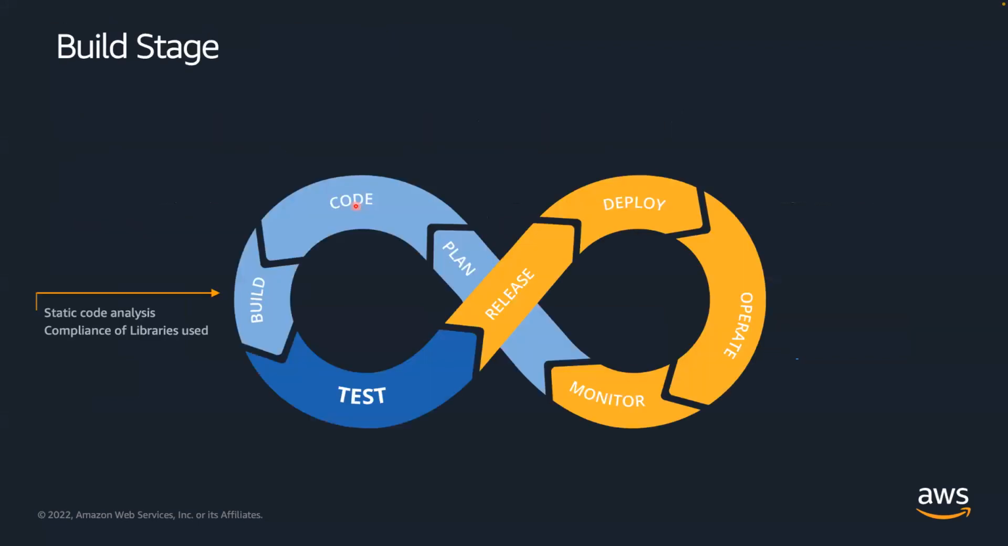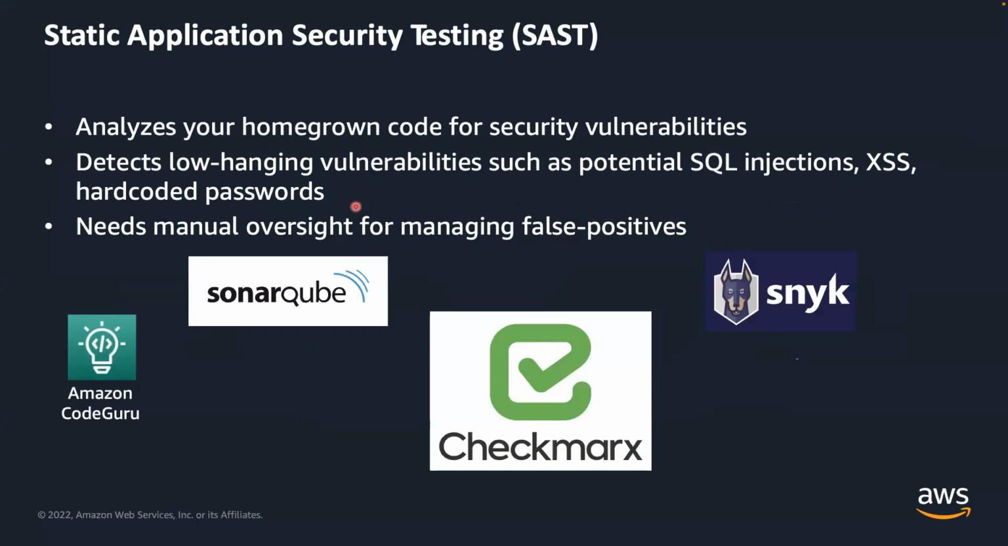All right, so let's move on to the build stage. So this is actually where we start compiling and packaging our software. No. So there's actually multiple ways, multiple tools that can integrate here. One technique is called static application security testing, or static code analysis. Okay, so what SAST does is that it scans your code and checks if there are any potential security vulnerabilities in your code.